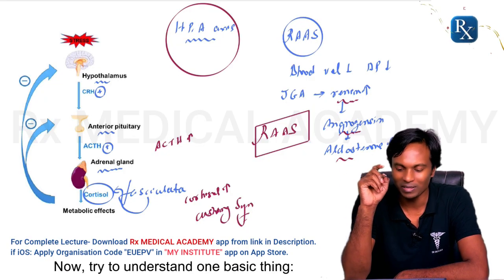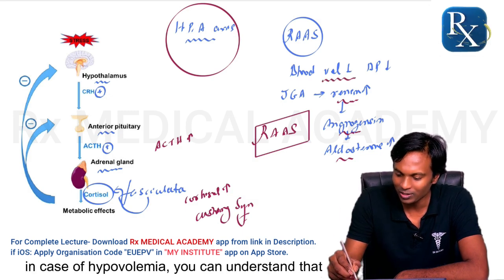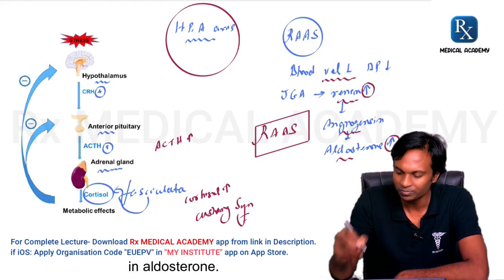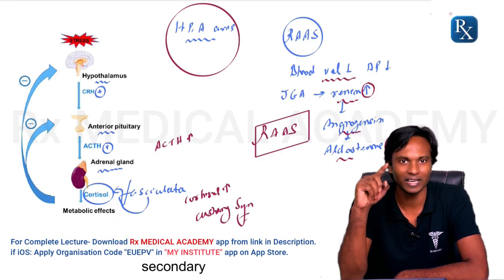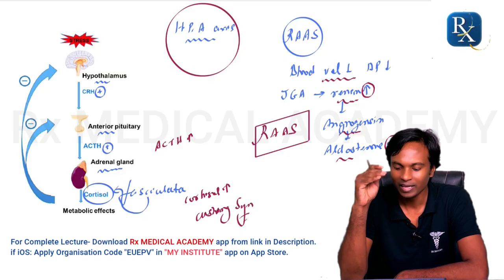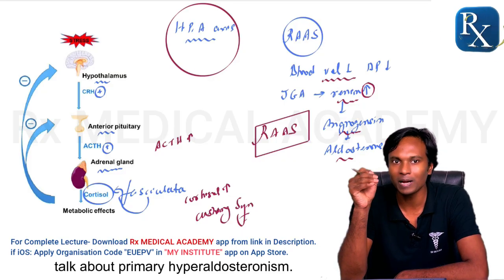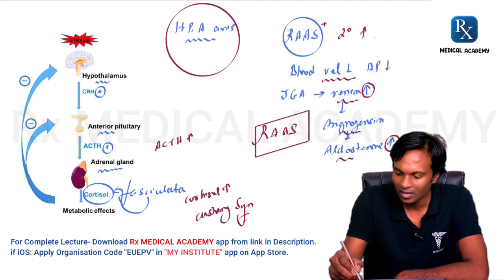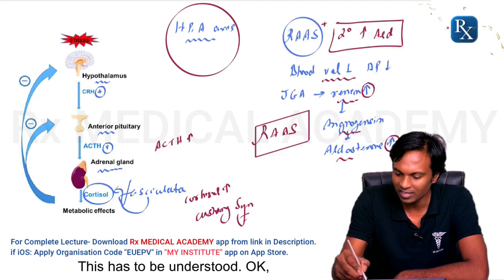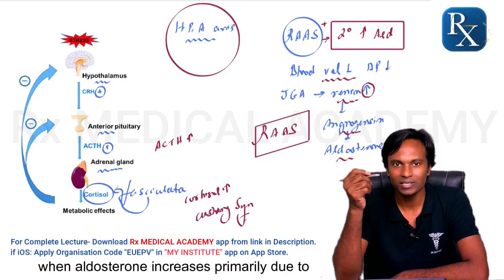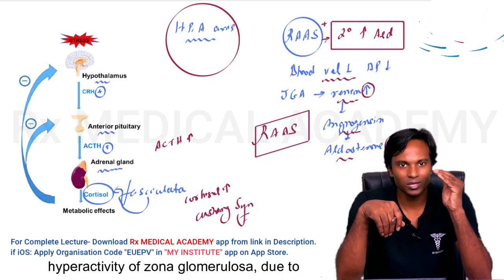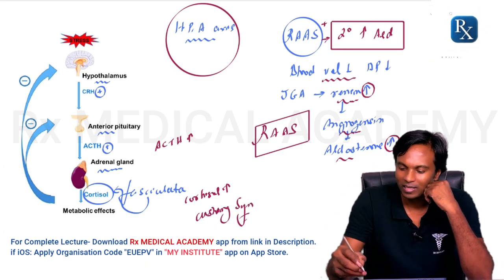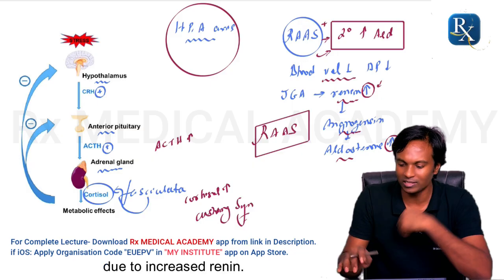Now try to understand one basic thing. In case of hypovolemia, you can understand that renin will be responsible for the increase in aldosterone. So this condition is known as secondary hyperaldosteronism. In this lecture, we will mainly talk about primary hyperaldosteronism. So this RAS activation results in secondary hyperaldosteronism. This has to be understood. Okay. When aldosterone increases primarily due to hyperactivity of zona glomerulosa due to any reason, this is known as primary hyperaldosteronism. This is secondary because this is happening due to increased renin.